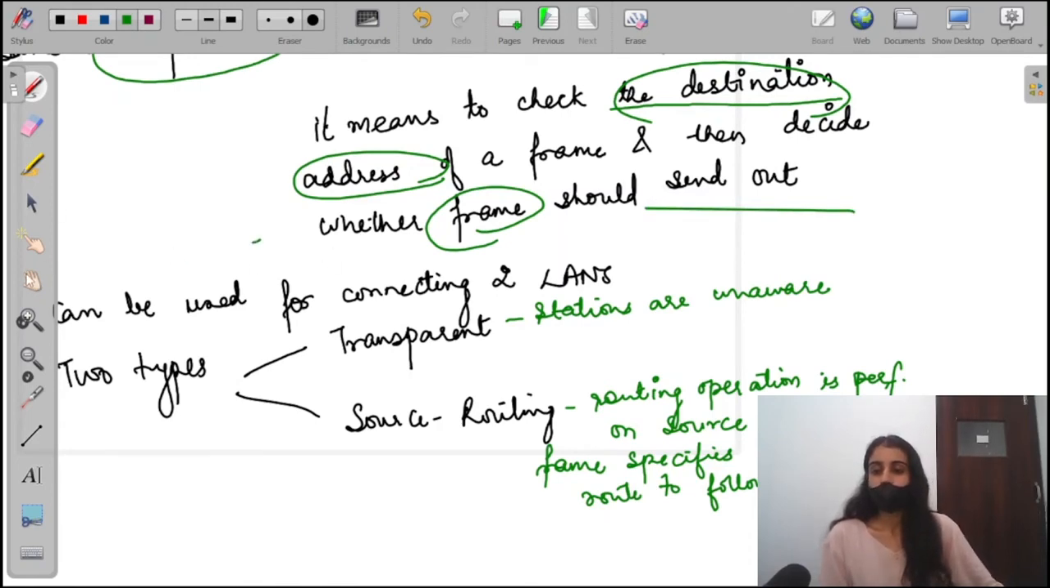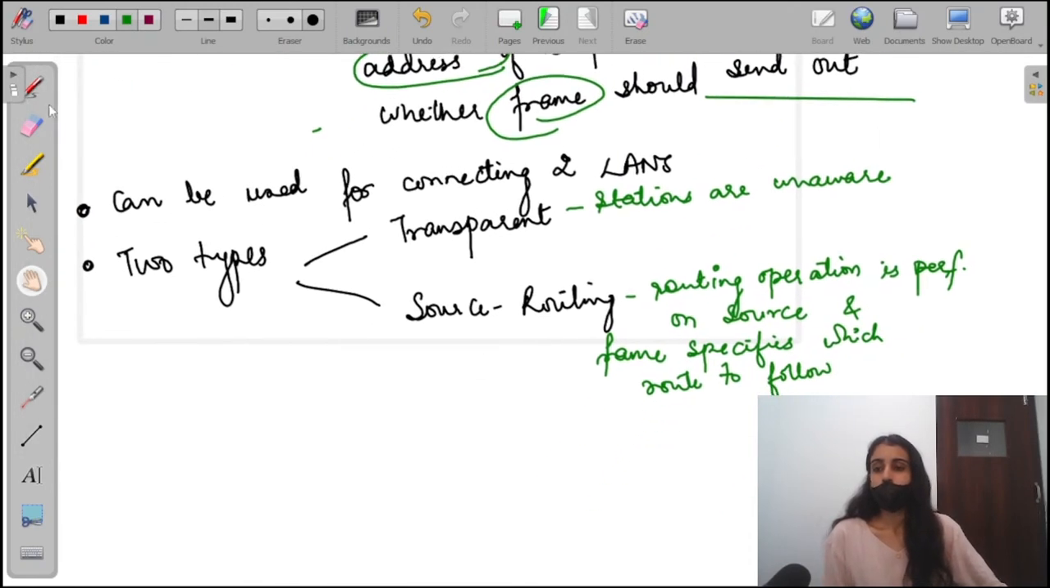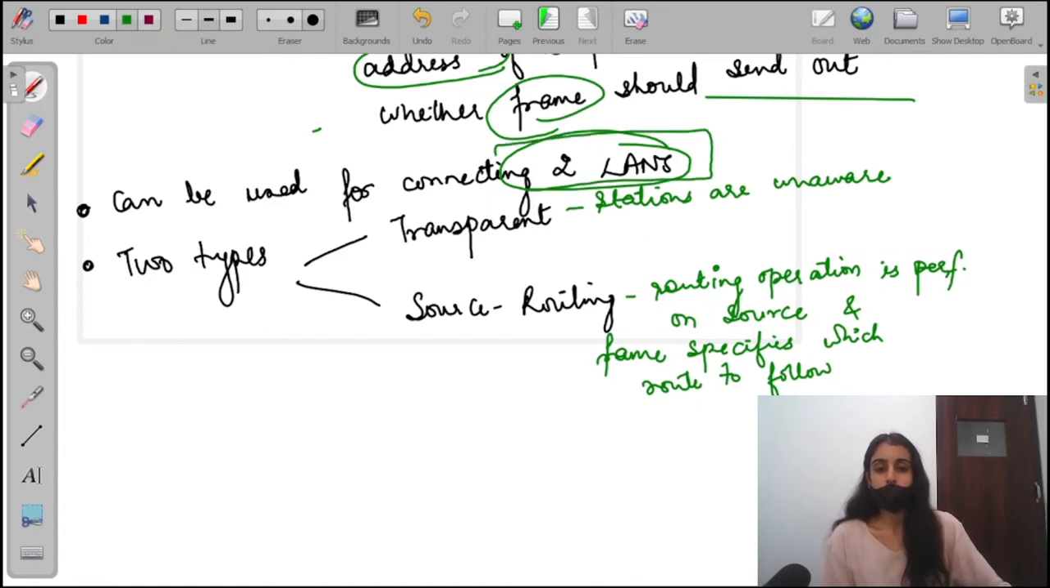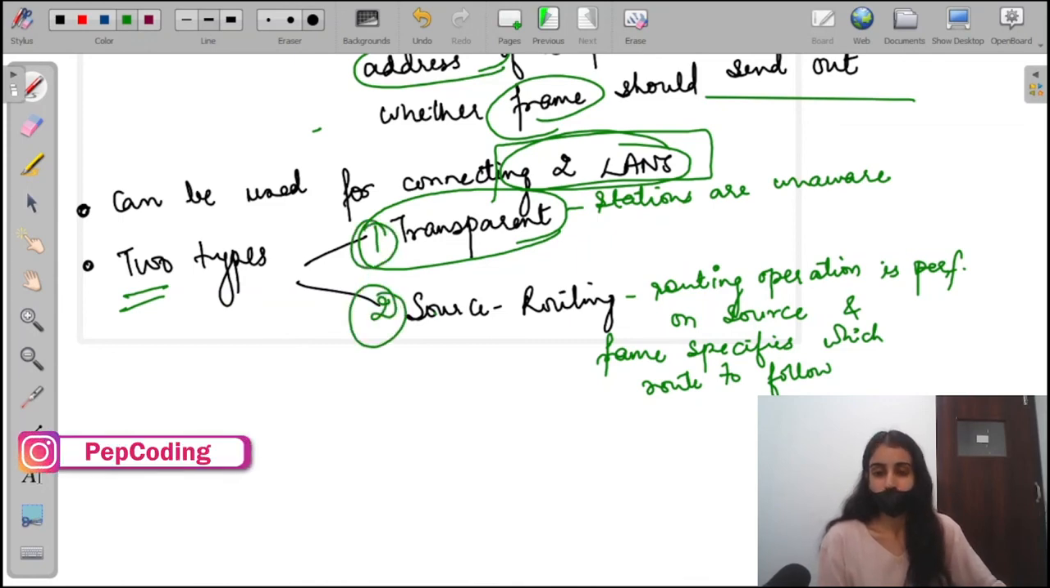So bridges can also be used to connect two LANs. As we saw that routers can be used to connect two WANs, two LANs, and one WAN and one LAN, bridges can be used to connect two LANs. So there are two types of bridges. You can just remember the name, there is no need to go in depth in that. One is transparent bridge and second is source routing bridge.